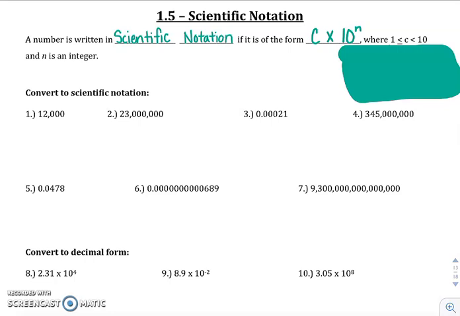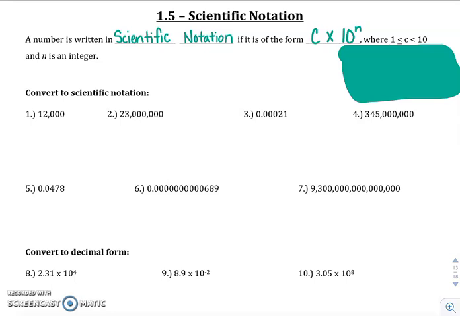We usually write a number in scientific notation if it's either a really, really small value or a really, really large value. So like number 6 down there and number 7, number 6 is super, super small. Look at all those zeros, and then the 6, 8, 9 at the end. And then 9 with all those zeros after it for number 7. So when something is either really small or really big, we'll usually write it in scientific notation.